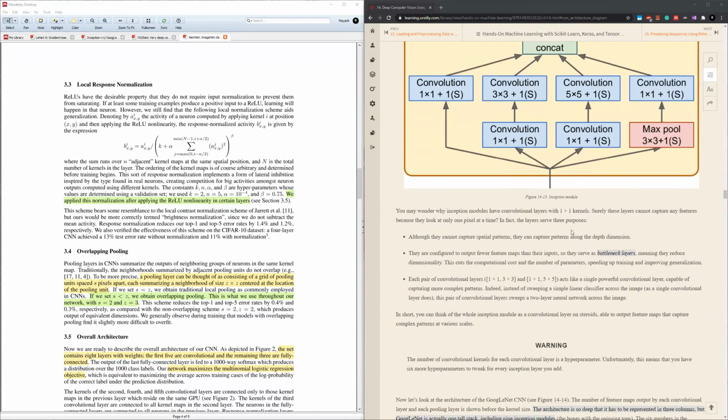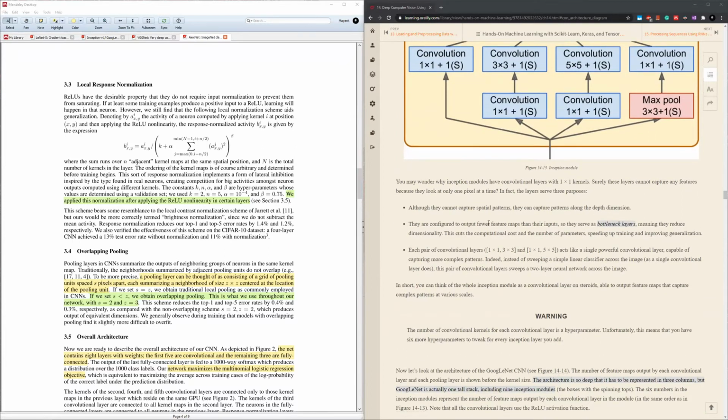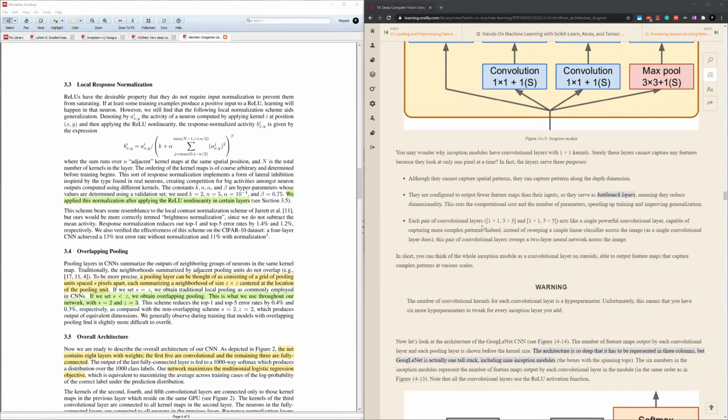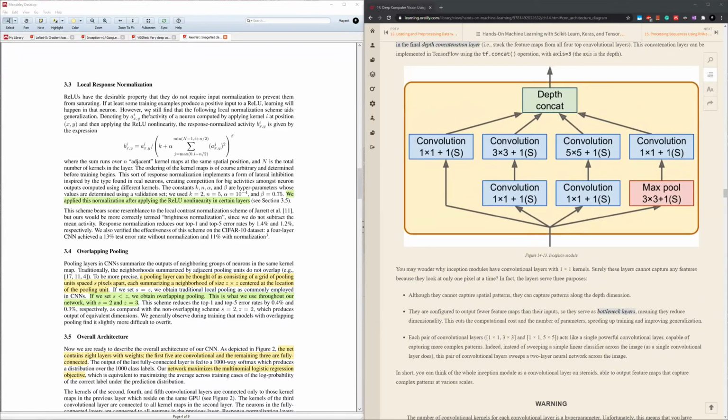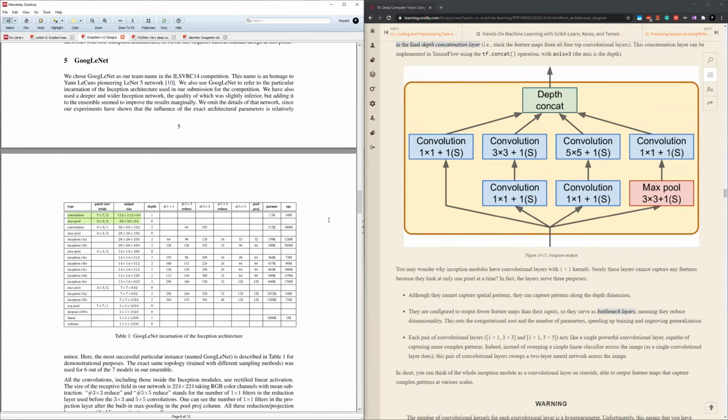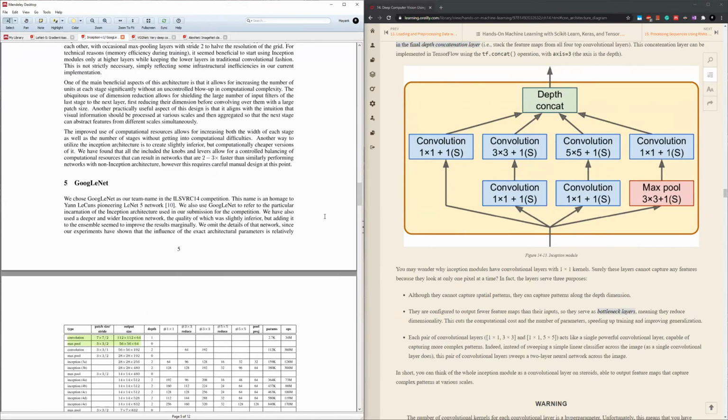I have a question with that module. Why, in the last one, do you have a max pool followed by a 1 by 1? Does it make a difference if you have a 1 by 1 followed by a max pool?